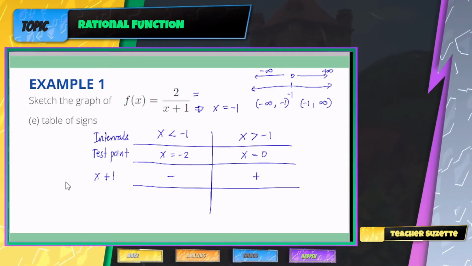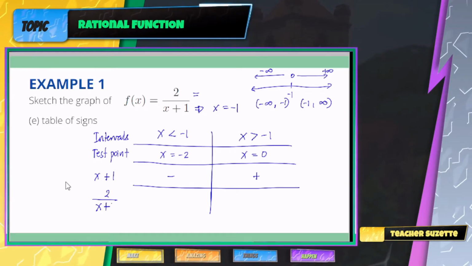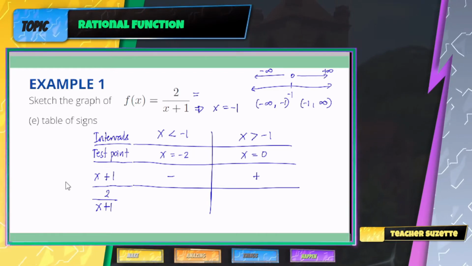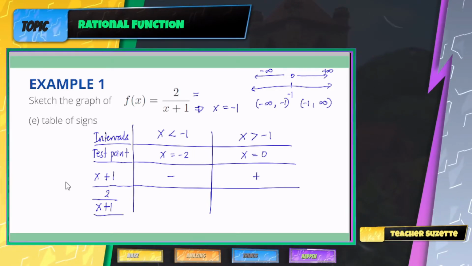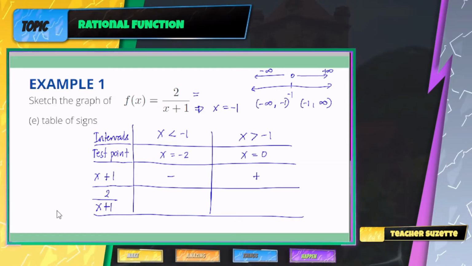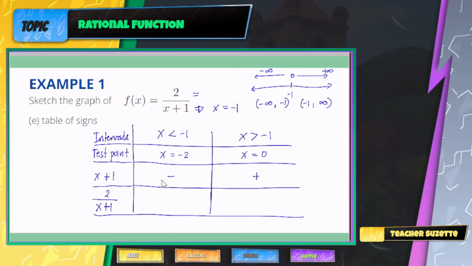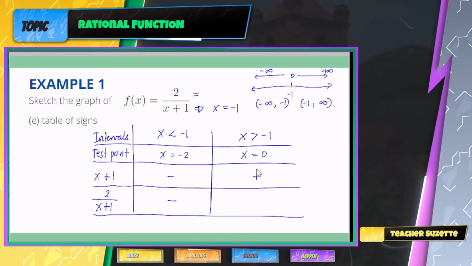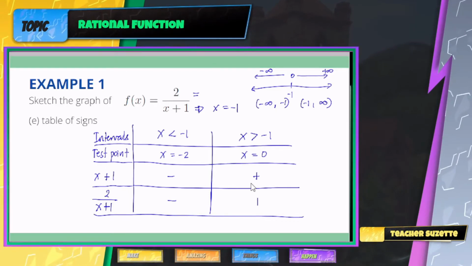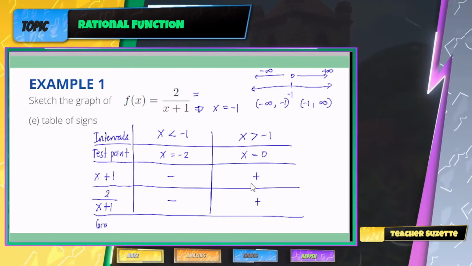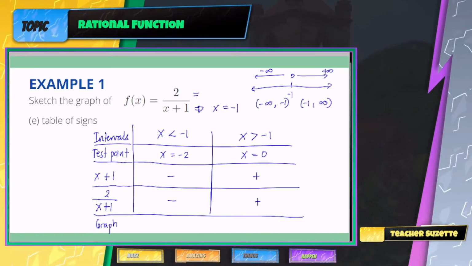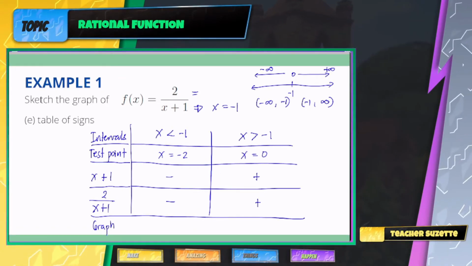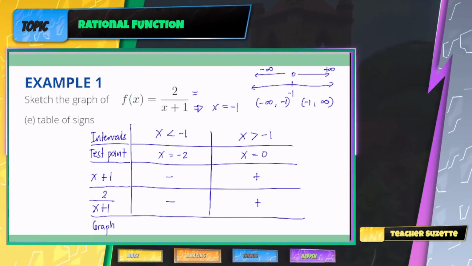Then, let's solve our 2 over x plus 1. 2 over negative, 2 divided by negative is negative. 2 divided by positive is positive. So, what does this imply about the behavior of our graph?